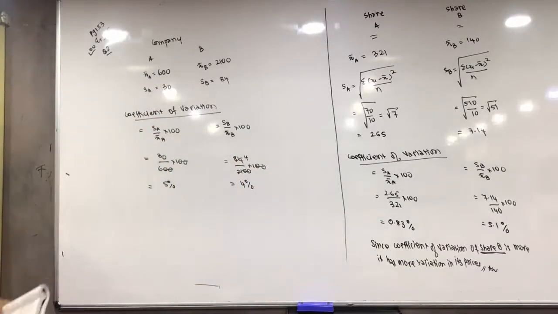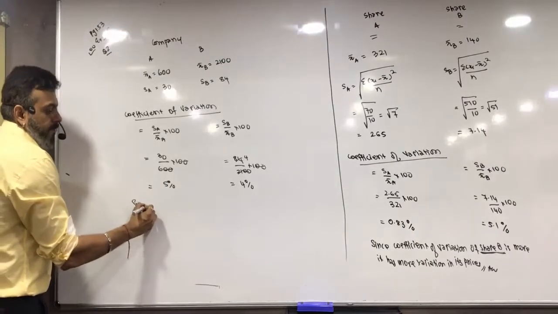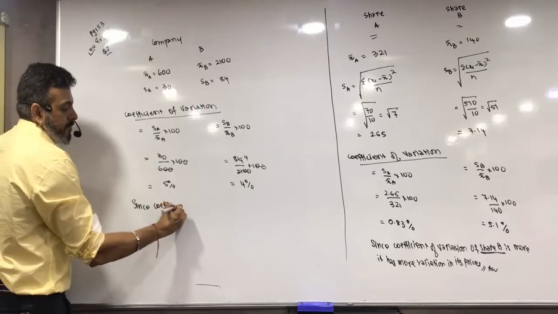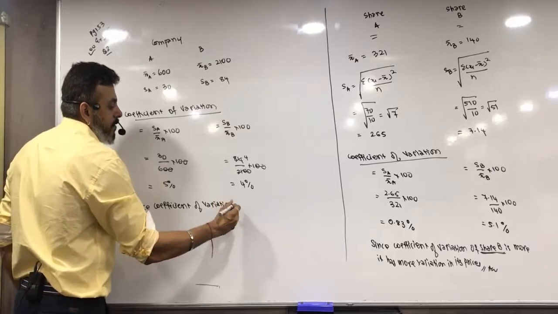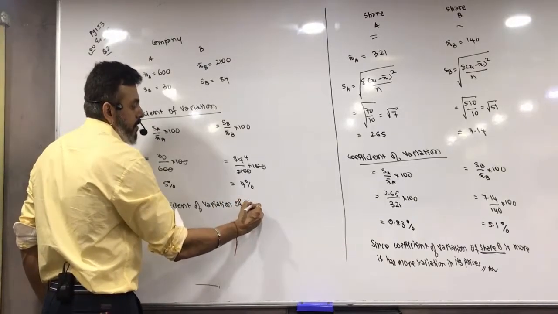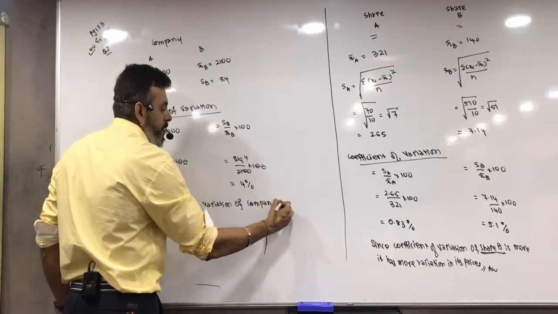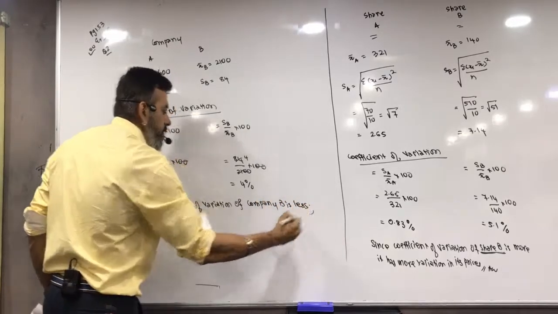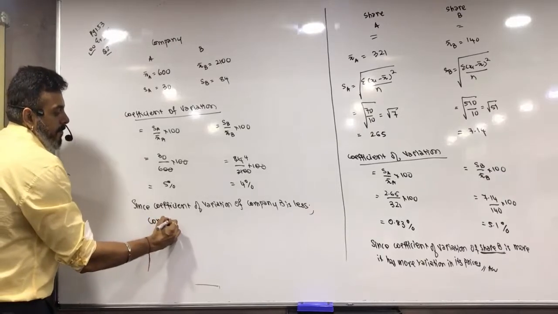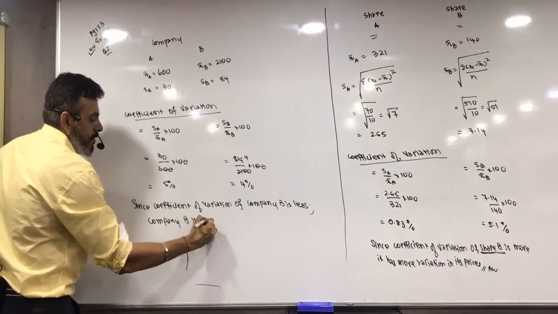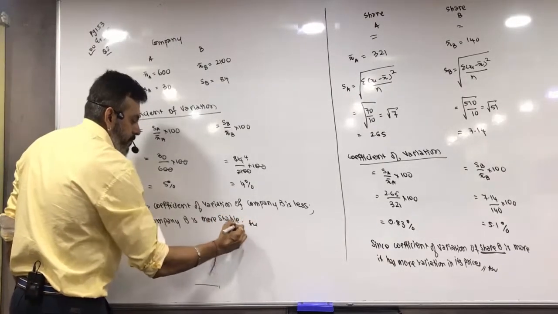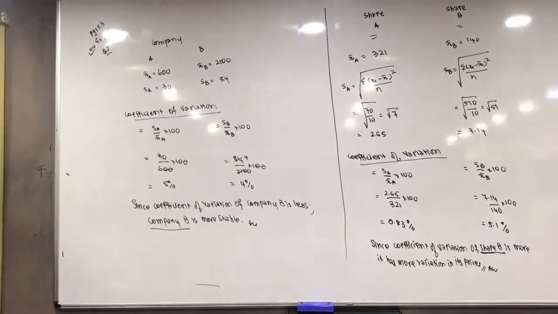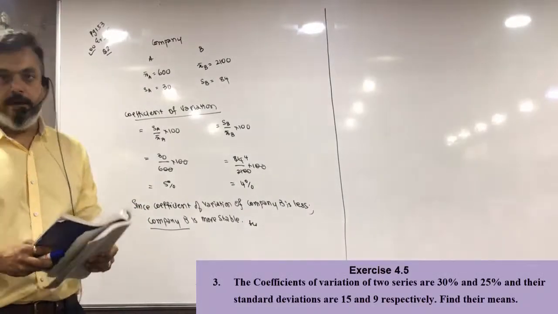Who is more stable? A or B? B. Since coefficient of variation of company B is less, company B is more stable. Question number 3, interesting one.